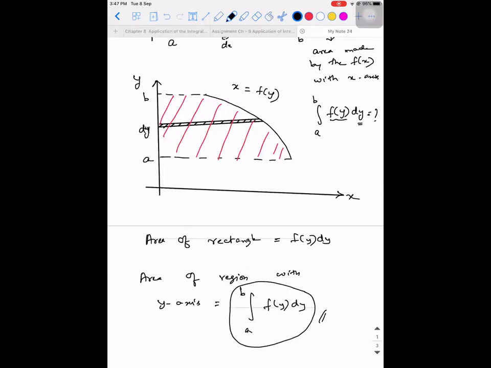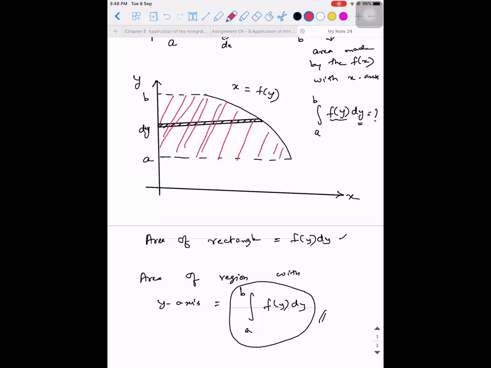Yes, sir. I'm saying instead of dropping the perpendicular, that is, instead of framing the rectangle with respect to x-axis, we are framing the rectangle with respect to y-axis. If you do this, then f of y into dy will give us the area of the rectangle. That's what I wrote here.